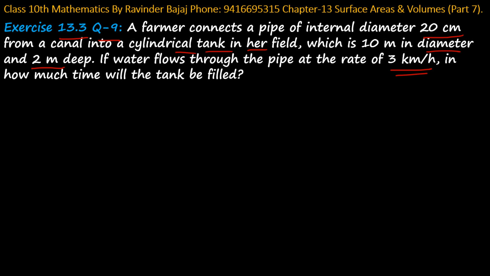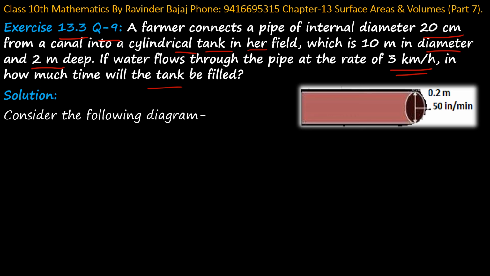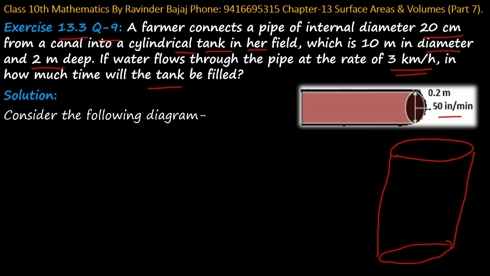In how much time will the tank be filled? See, first of all, diagrammatically you need to understand. Consider the following diagram. This is the pipe whose diameter is 0.2 meter, means radius is 0.1 meter, and this is the speed. Now there is a tank whose dimensions are also given. The farmer wants to fill this tank with water with the help of this pipe.